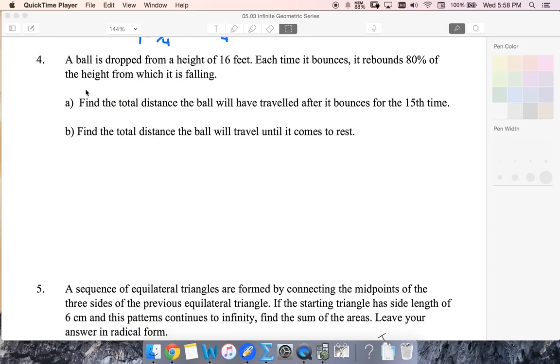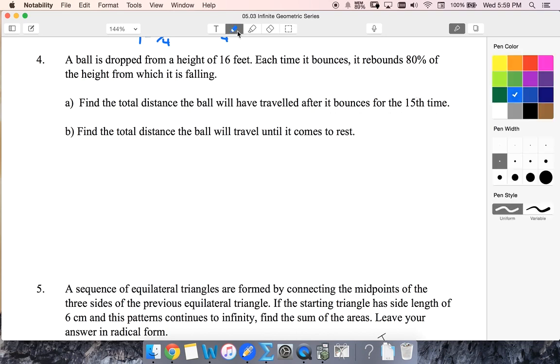We've got another example, and this example really takes a little bit of thinking about because we've got a ball that's bouncing. Every time it bounces, it comes back 80% of the height from which it falls. So I want the total distance the ball has traveled after it bounces for the 15th time. So let's make a little picture here.